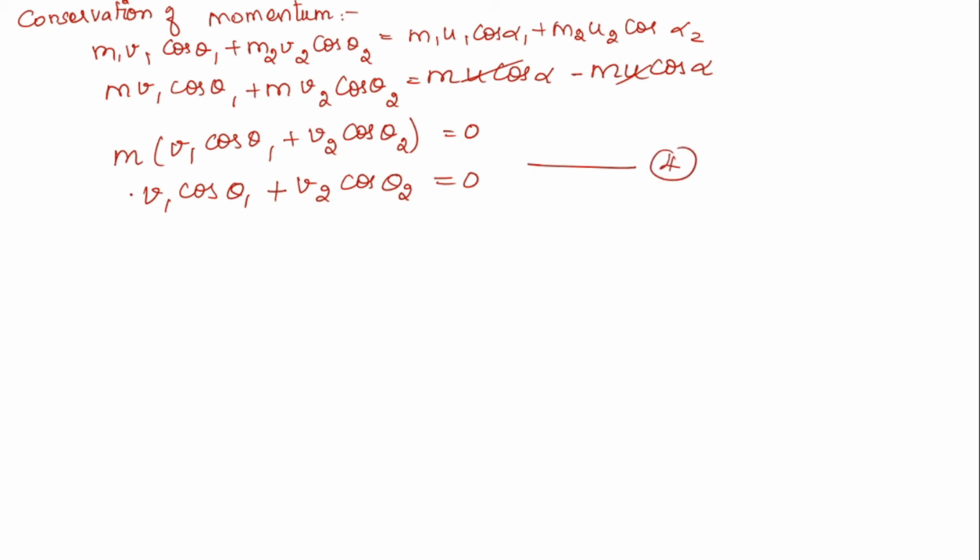So from equations 3 and 4, we can derive v1 cos theta 1 and v2 cos theta 2, and we can substitute those values in equations 1 and 2. We can derive that in terms of tan theta. So that is what we are going to do.